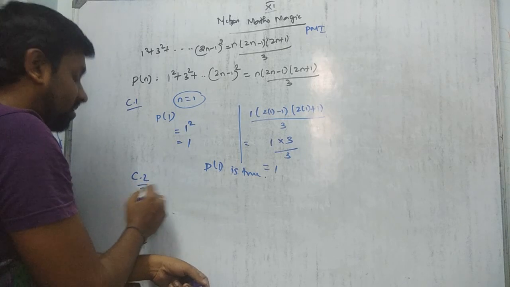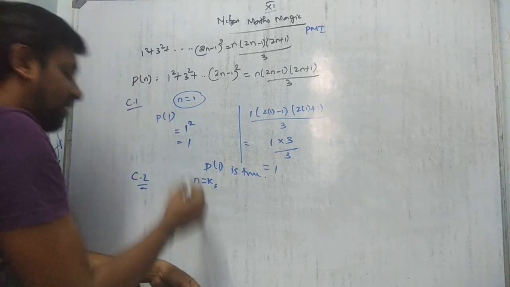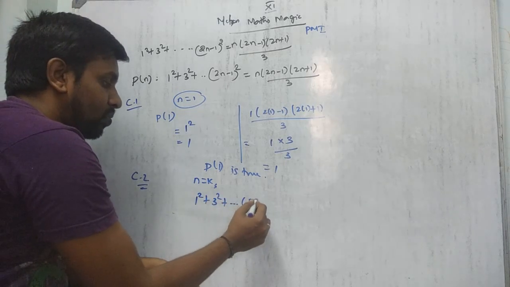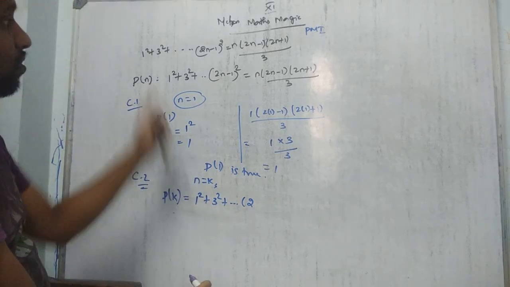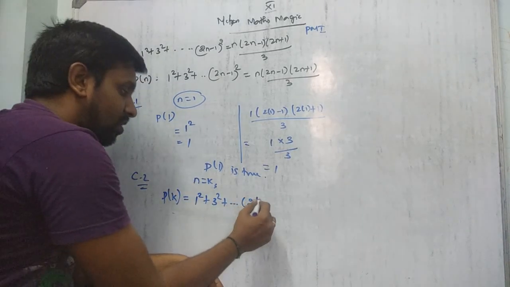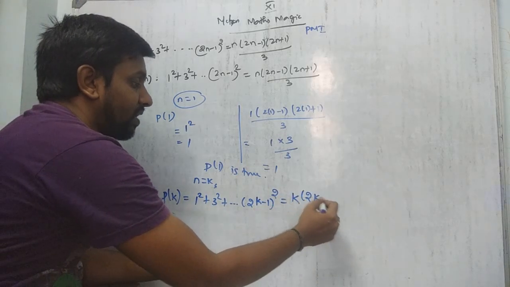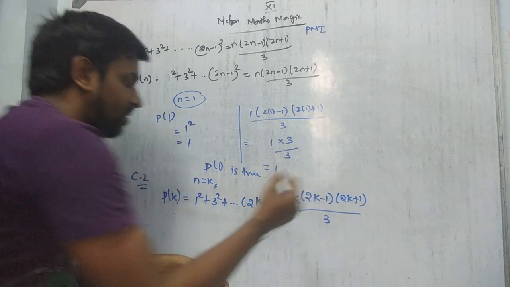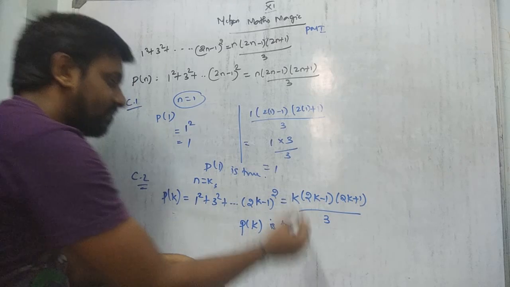But what is case 2? Case 2, I have to prove n equal to k, right? What did we do for n equal to k? 1 squared plus 3 squared plus etc. 2k minus 1 the whole square. P of k equal to, very clear: P of k equal to 1 squared plus 3 squared plus etc. plus 2k minus 1 the whole square. Wherever n comes, put k.